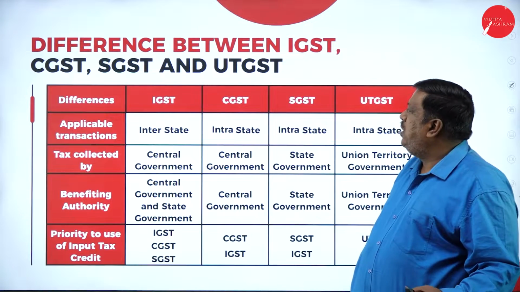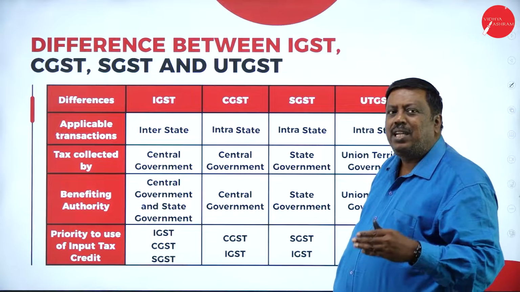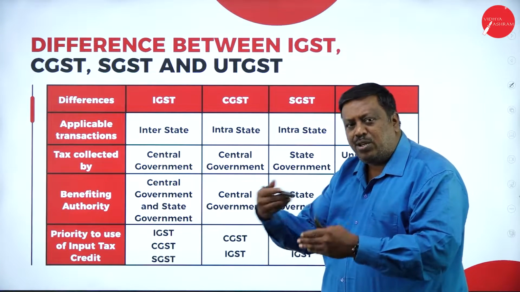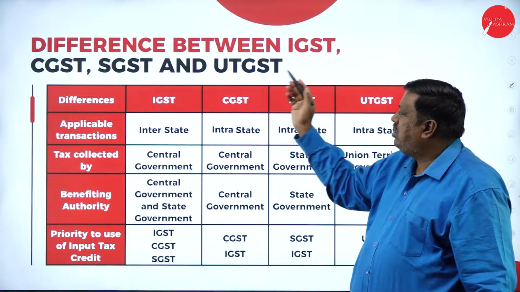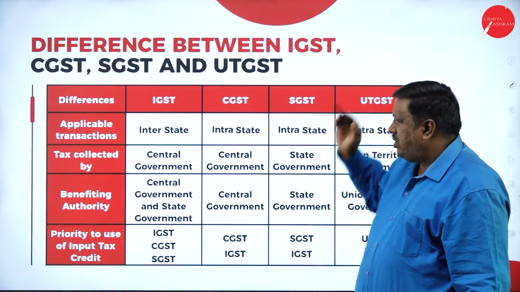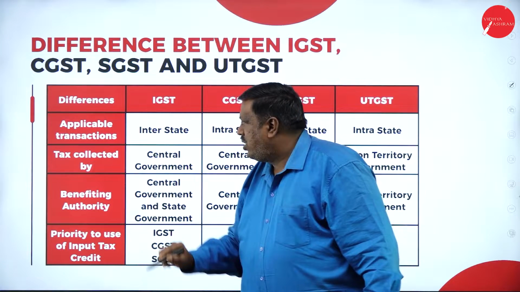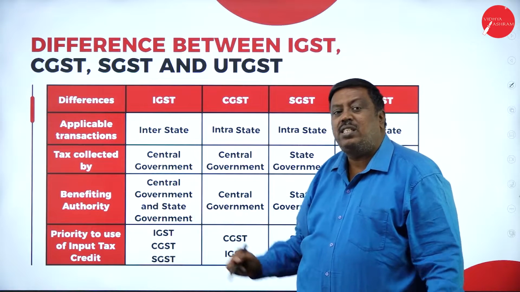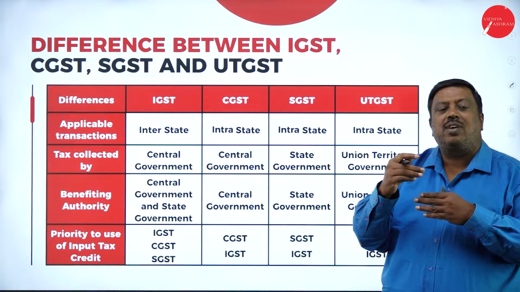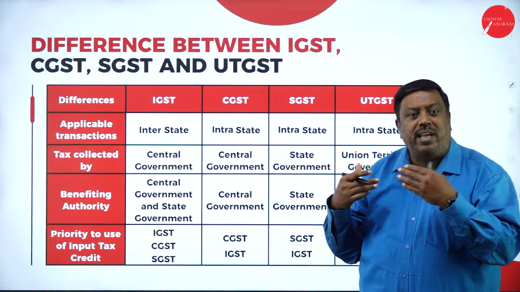Now, the difference between IGST, CGST, and SGST. We are going to learn it in a simple way, and there will be a compulsory question in the theory exam: briefly explain the difference between IGST, CGST, SGST, and UTGST. The first difference we can write here is the applicable transaction. For IGST, it is interstate, meaning where goods or services are supplied from one state to another state.